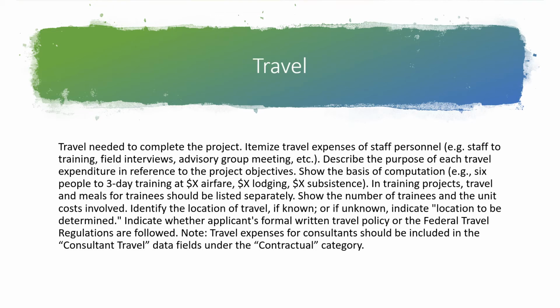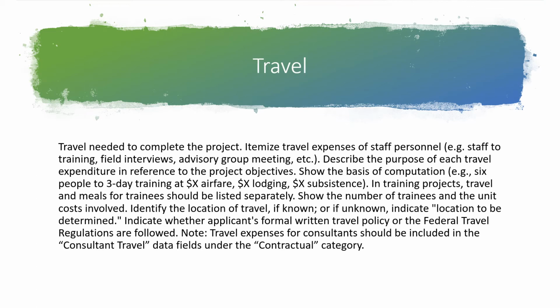Travel is another important area. So, travel needed to complete the project. You can itemize travel expenses of staff personnel, right? So if staff have to travel for training, to do interviews, to have group meetings, whatever, right? So any kind of travel that would be mandated, you would list here. You would have to describe the purpose of each travel expenditure in reference to the project objectives. Show the basis of computation. For example, 6 people at a 3-day training at whatever the cost is, right?